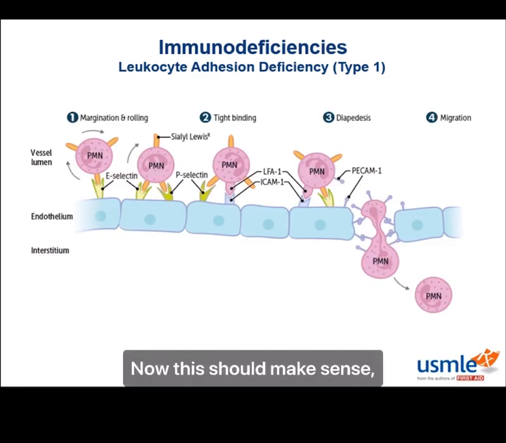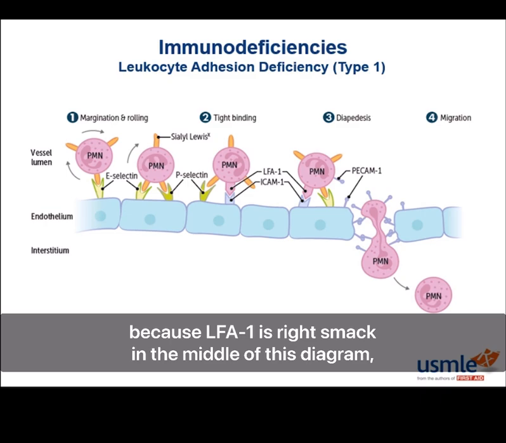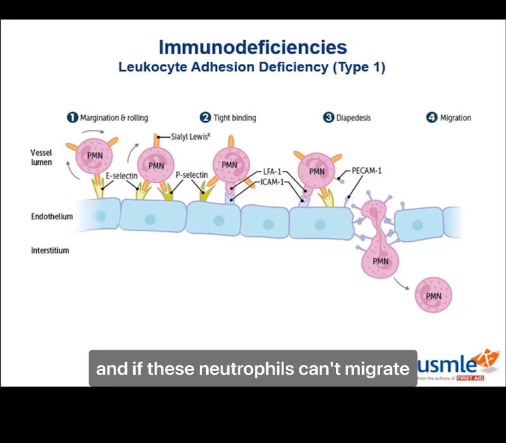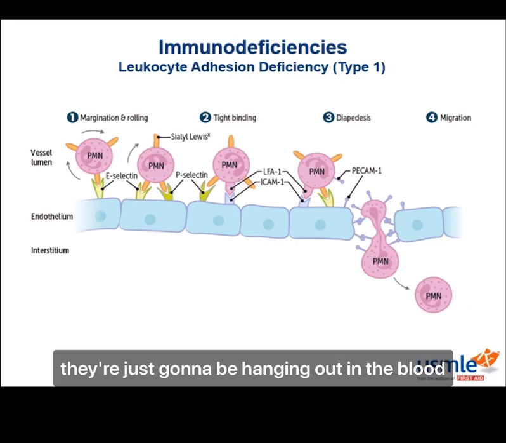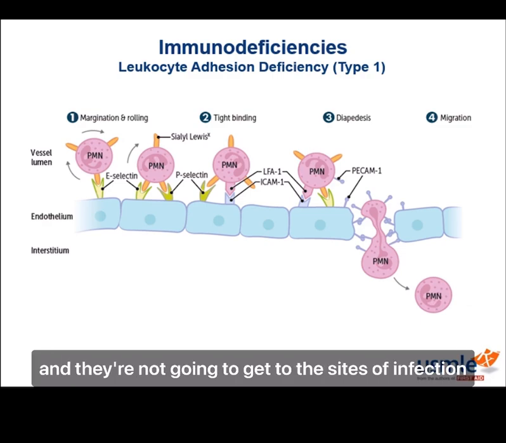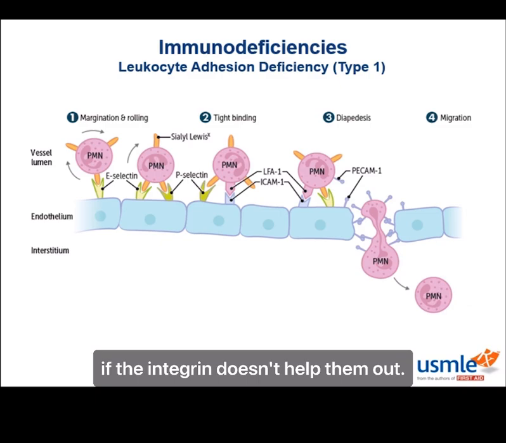Now, this should make sense because LFA1 is right smack in the middle of this diagram. And if these neutrophils can't migrate and get to the site of infections, they're just going to be hanging out in the blood. And they're not going to get to the sites of infection if the integrin doesn't help them out.